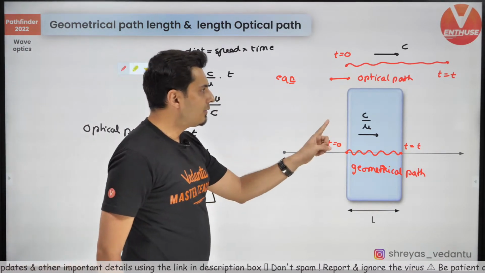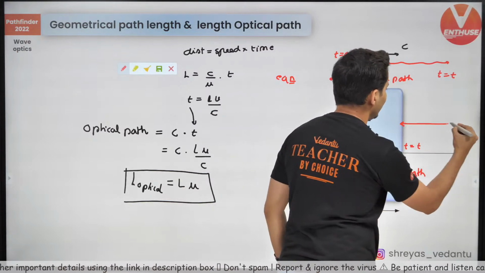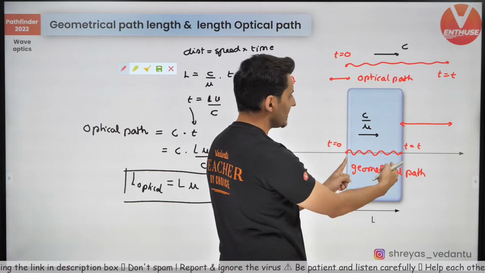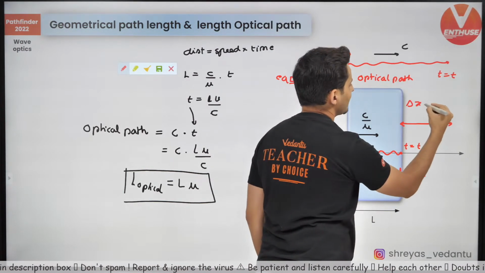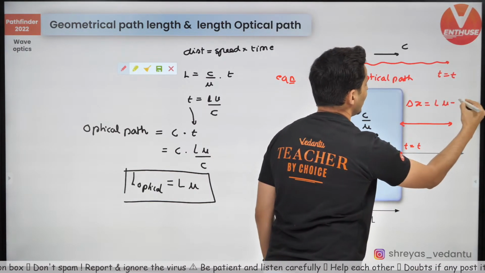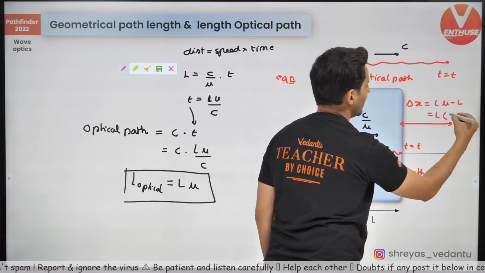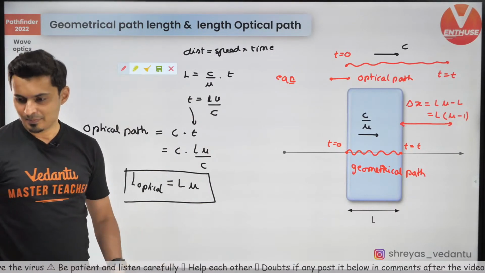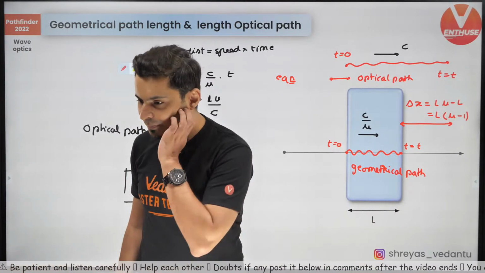Now, if you talk about the path difference, then that is also very easy. This is L mu, this is L. So delta x will be L mu minus L, which is L bracket mu minus 1. So that's how you can find it out. Is that clear?